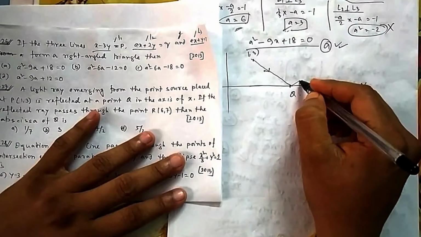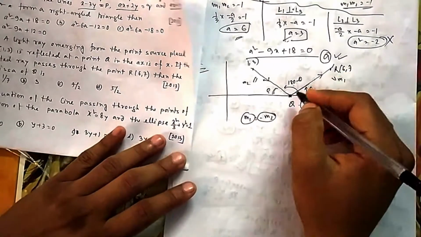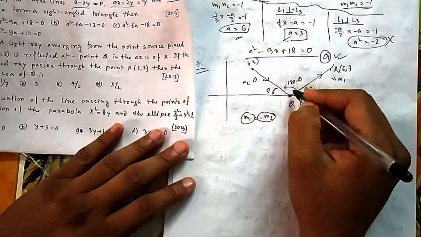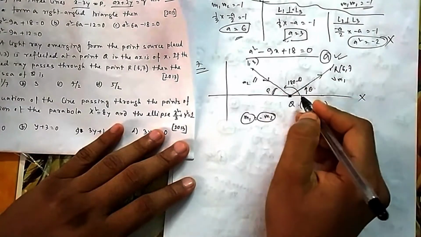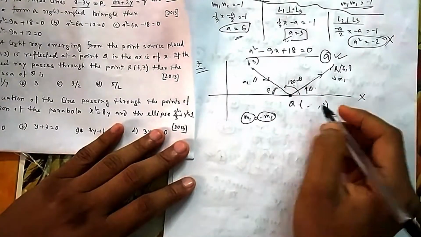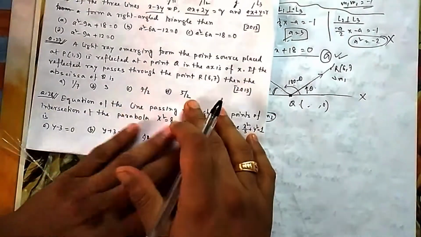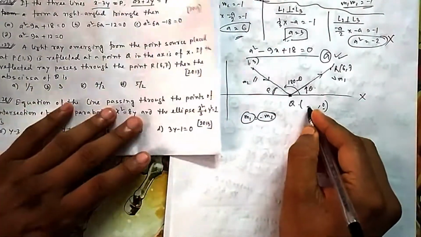So it is the same type of reflection question we have already solved. This is coming, this is going. So if this is theta, then this is theta. So this angle is 180 minus theta. They are asking you to find the abscissa of this one, Q. So this is 0, so they are asking for the x coordinate.